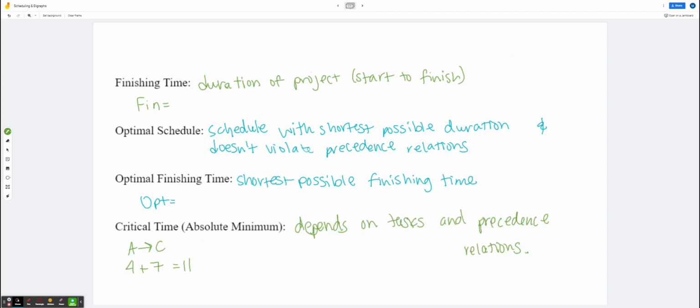And one of the reasons that we know that schedules C and D on the previous slide were optimal is because those were finished in 11 hours, and that is our critical time. That is our absolute minimum. So that is our introduction to scheduling. We'll look in the next video at how this relates to graphs.